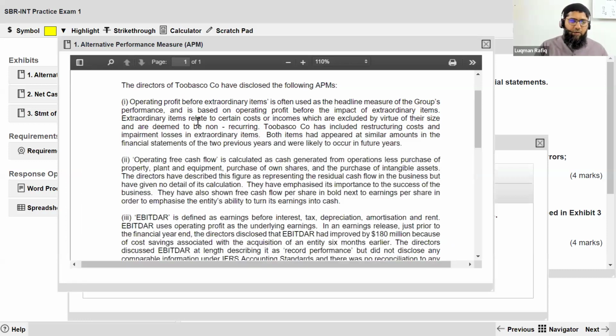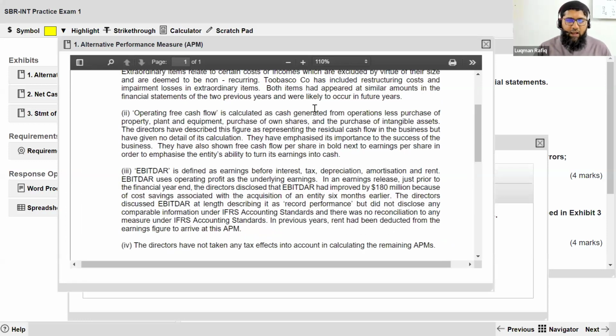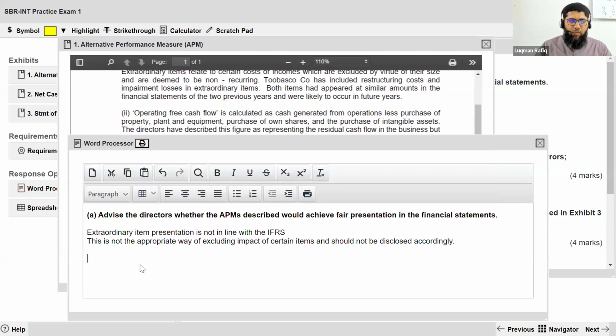Now let's move a bit forward. It says operating free cash flow is calculated as cash generated from operations, less purchase of property, plant and equipment, purchase of own shares, and so on. Operating free cash flow is not a disclosure required by IFRS.